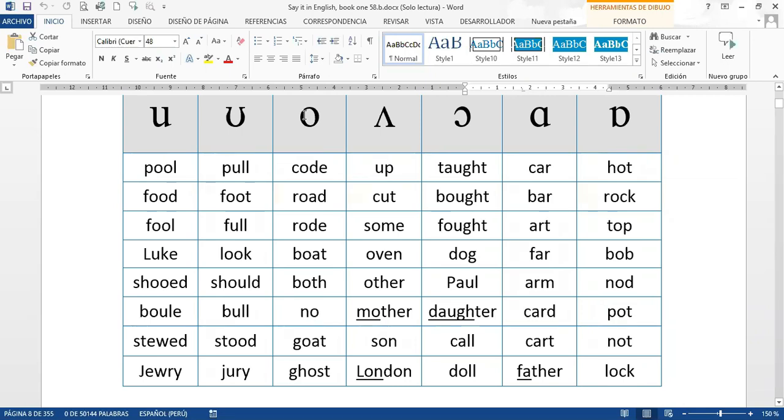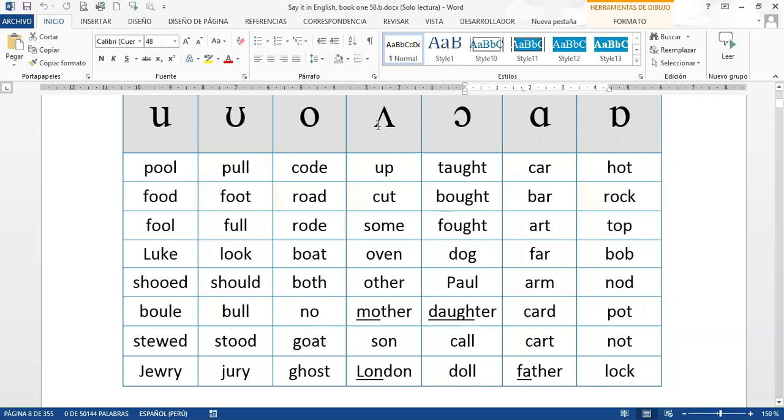This sound O is present in Spanish, but in English, this sound is usually associated with U. This is the way it works. We have the words code, road, boat, both, no, goat, and ghost. This sound is never long in English. It is part of a diphthong.